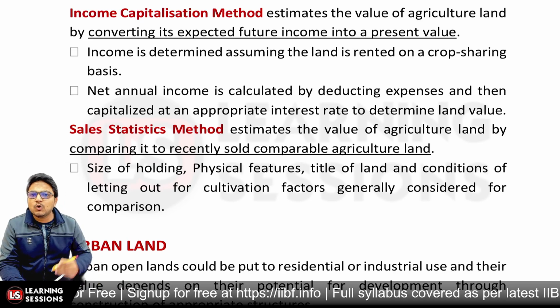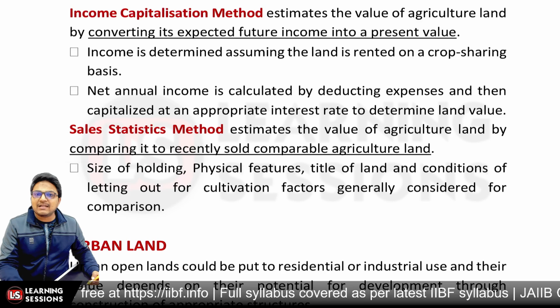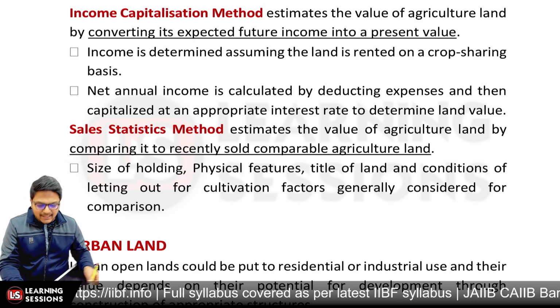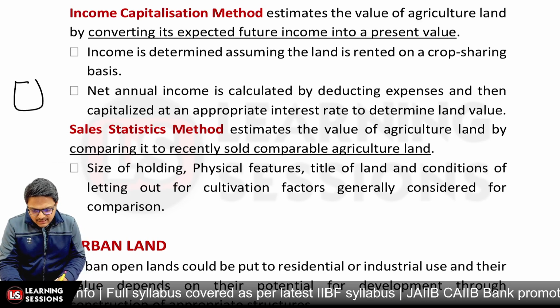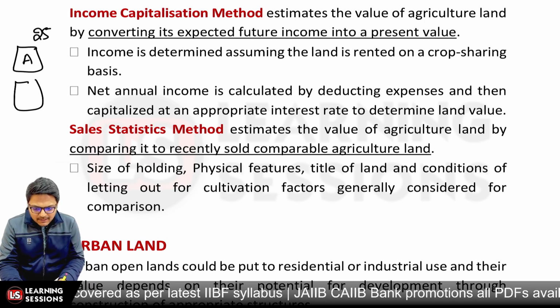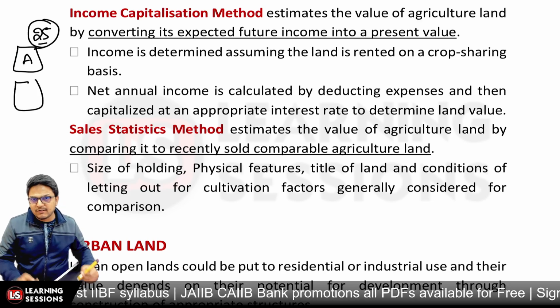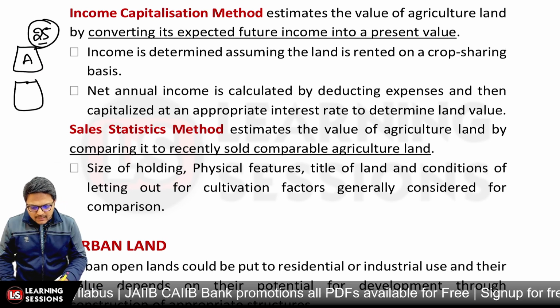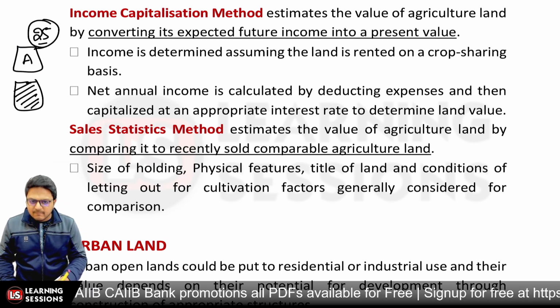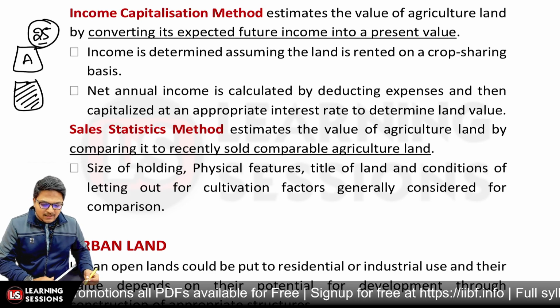Now in this scenario we are going to estimate the agricultural land by comparing it to recently sold comparable agricultural land. Let's say in that same vicinity another agricultural land was sold by person A for 25 lakh rupees per acre. In that scenario we can look at the sales statistics and judge that this particular piece of land will also hold a value comparable to the same, right? So these are 2 methods under agricultural land.